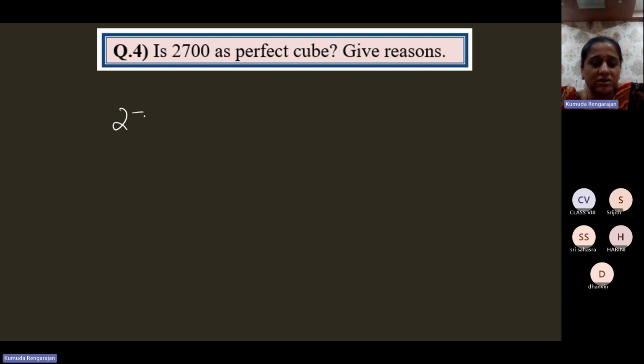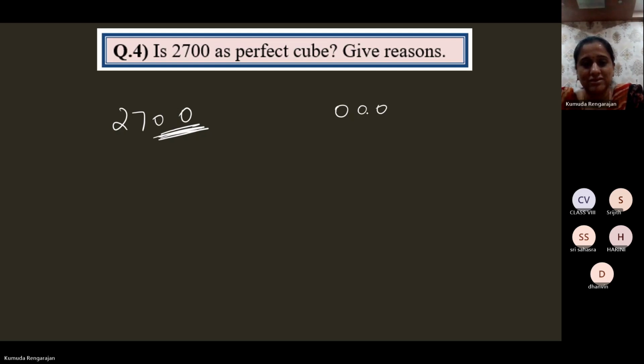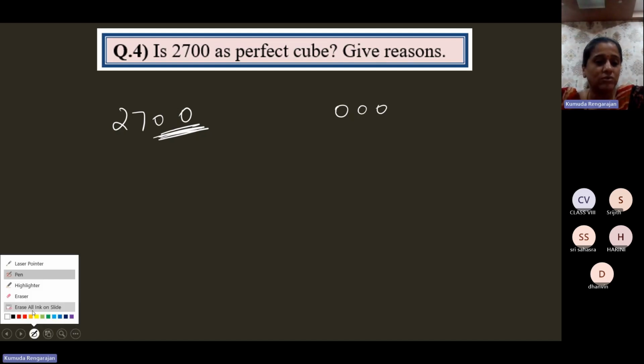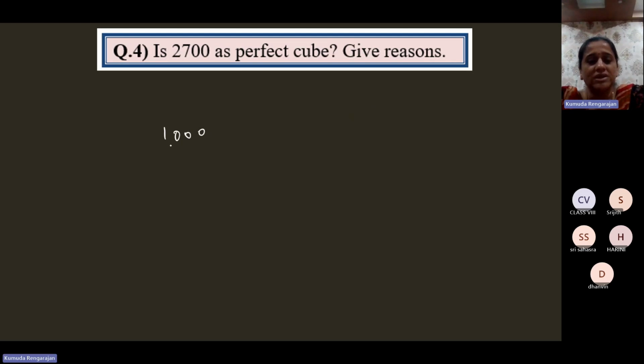Now you can see that the number 2700 ends with 2 zeros. So it cannot be a perfect cube. Because if it has to be a perfect cube, the number of zeros it ends with should be a multiple of 3. So a number ending with 3 zeros may be a perfect cube, not that it is a perfect cube. Now 1000 ends with 3 zeros, and it is a perfect cube. 10 cubed is 1000. Now 2000 also ends with 3 zeros, but that's not a perfect cube.